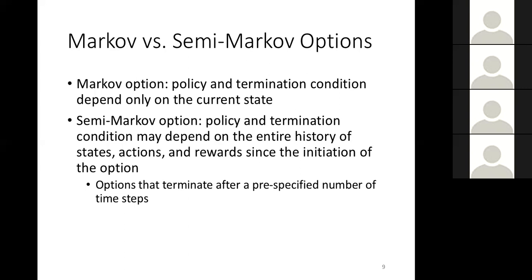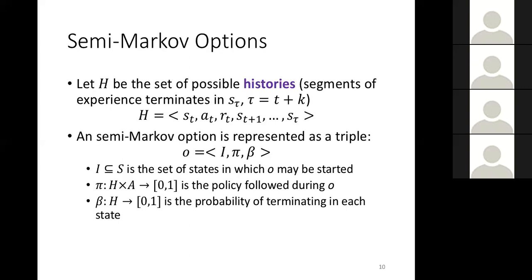Now, we continue to talk about the semi-Markov options. In general, a semi-Markov option is initiated at some time, say t, and it determines the actions selected for some number of steps, say k, and then terminates in S tau, where tau equals t plus k. Let h be the set of possible histories from t to tau. A semi-Markov option is also represented as a triple, where the policy and the termination condition are functions of possible histories instead of the states.